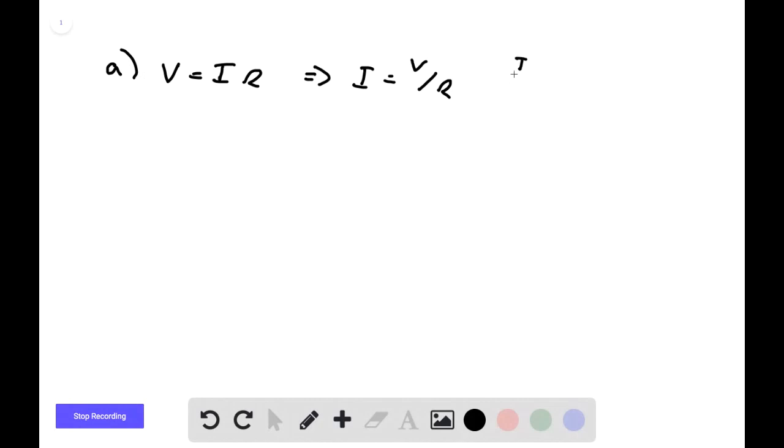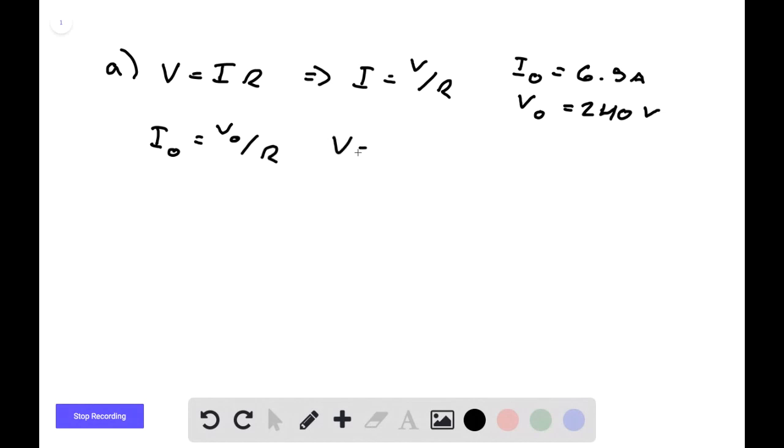Now we know that normally we have 6.5 amps of current at 240 volts. The first part of the question asks us what happens if we decrease the voltage by 15%. So we know that I0 is equal to V0 over R, but now we want to find out what happens when we go to a voltage V, which is 0.85 V0, so 15% less than V0.